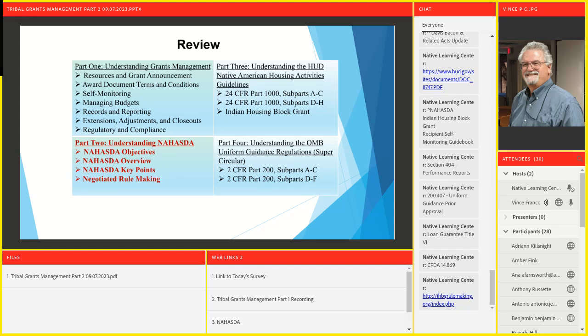That's part 3, understanding the HUD Native American Housing Activity Guidelines. They're more than guidelines, they're regulations. They use guidelines, but it's really regulations. What's nice about those is they're written in a narrative style, in a question and answer format. So we're going to go through that. First half of the presentation will be on subparts A through C. Second half will be on D through H.